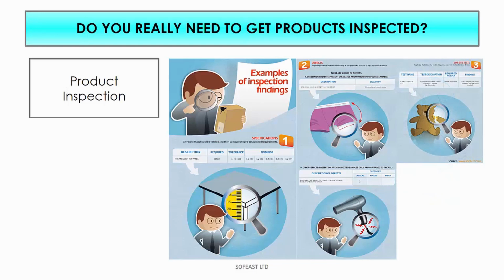Do you really need to get products inspected? Well, this is one of the biggest mistakes Amazon sellers make, not getting products inspected before they are shipped. Yet it is one of the easiest and most logical steps to take. Having a third-party inspection company inspect products while they're still at the factory allows issues to be identified and fed back to the supplier so that corrective actions can be worked on.